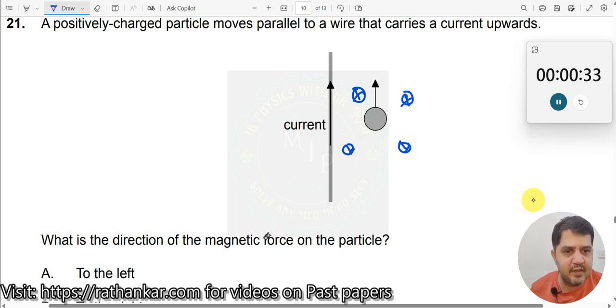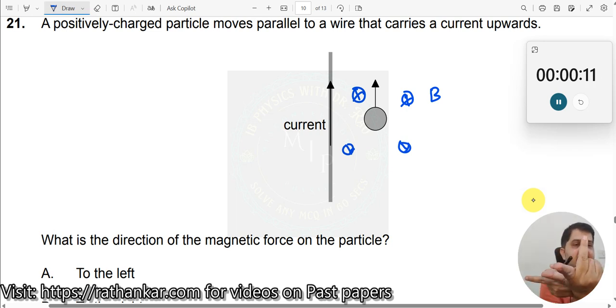Now what is the direction of the magnetic force? What force acts on the particle and what is its direction? Now I use my left hand rule. What is my left hand rule? FBI rule. What is B? B is the direction of the magnetic field, which is acting inward like this. What is the direction of the current? Here there is no current. Here it is the movement of the charge, which is velocity. I can replace it this way. And force, what is force?